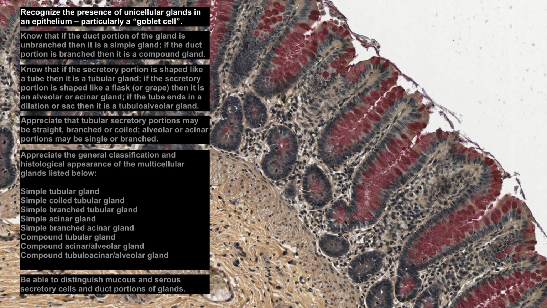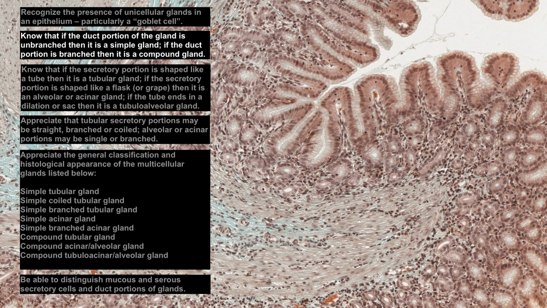At the end of this lecture series, you should be able to recognize the presence of unicellular glands in an epithelium, particularly a goblet cell, and know that if the duct portion of the gland is unbranched, then it's a simple gland. If the duct portion is branched, then it's a compound gland.